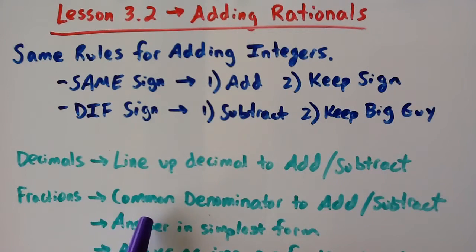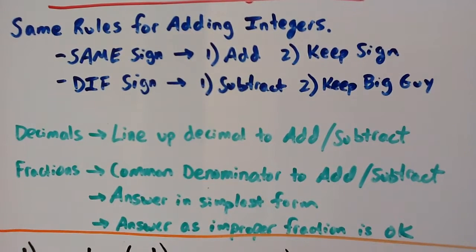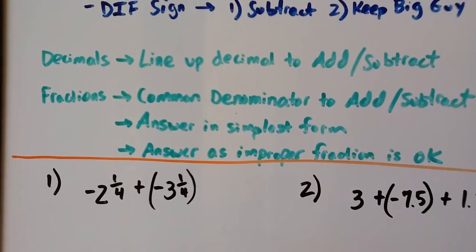With fractions, remember, you need a common denominator to be able to add or subtract fractions. And your answer should be in simplest form when dealing with fractions. To have your answer as an improper fraction is okay. It is acceptable. 3 examples.